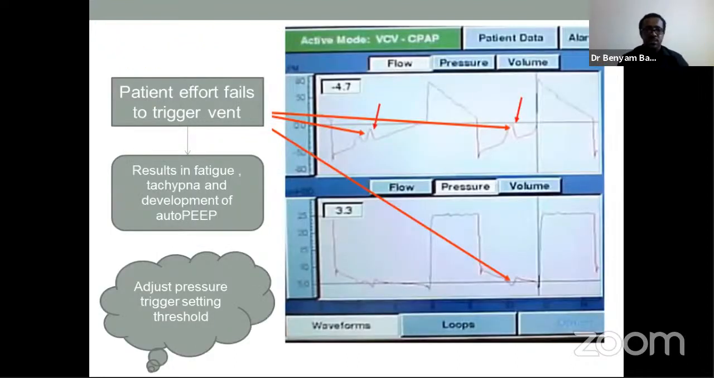So as you can see here on this ventilator setup and ventilator graph, this is a VCV mode.